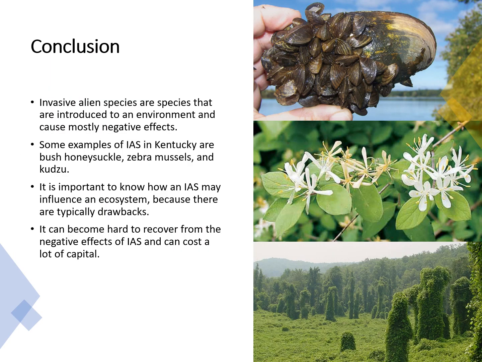In conclusion, invasive alien species are species that are introduced to an environment, and typically they have negative effects on said environment. A few of the examples of IAS in Kentucky are zebra mussels, bush honeysuckle, and kudzu. You can see the pictures to the right there.